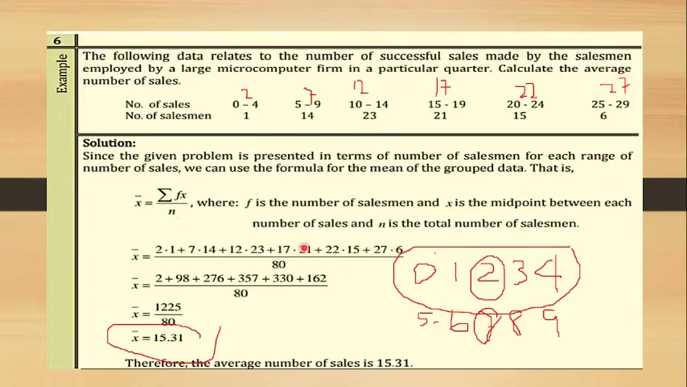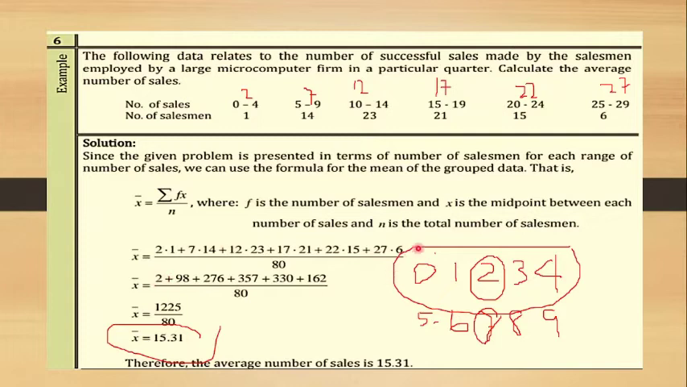What is n? It is the total number of salesmen. So, just add these: 1 plus 14 plus 23 plus 21 plus 15 plus 6 is equal to 80. That is your total number of salesmen. Total means you just add the salesmen.